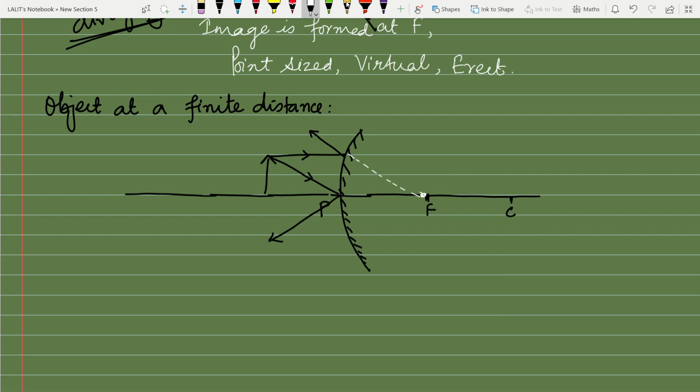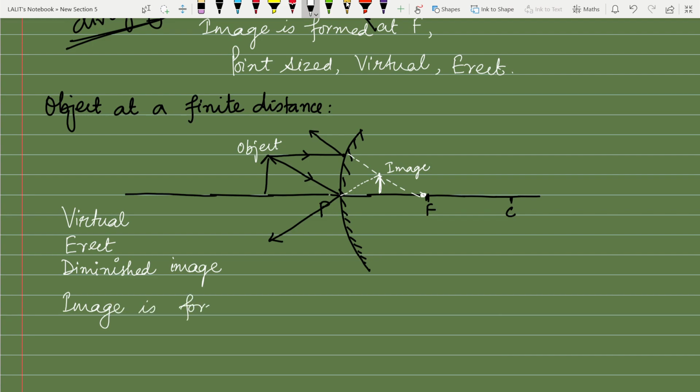Now you can extend the reflected ray to get the image. So image is formed here. So this is the image and this is the object. So what is the nature? It is virtual. It is erect. See the size of the image. It is smaller than size of the object. So we can write it is a diminished image. And where is it formed? Image is formed between pole and focus.